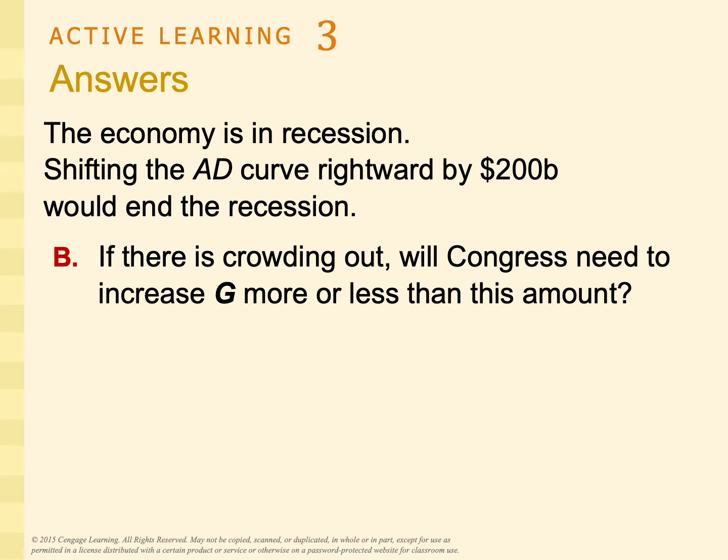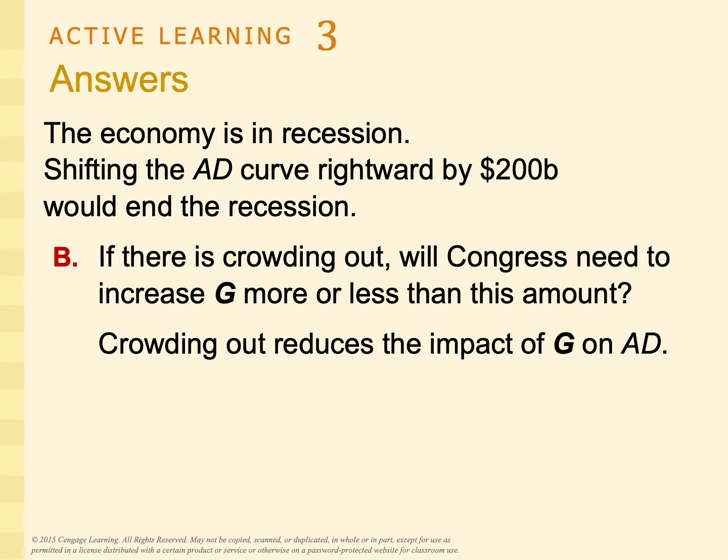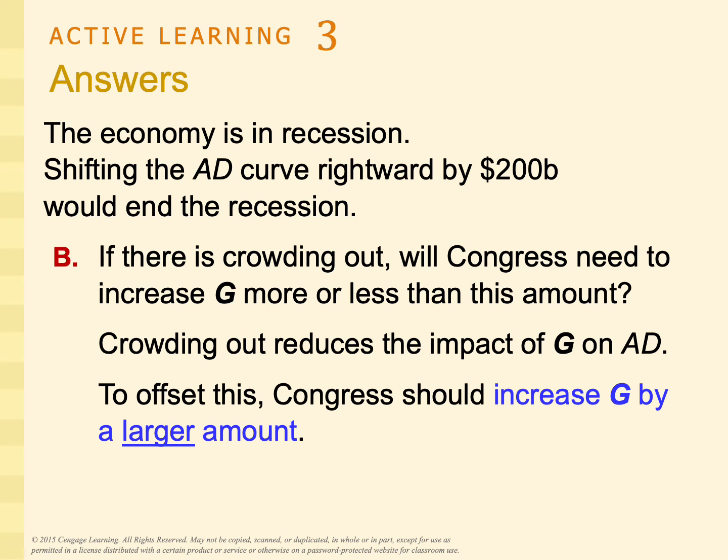Now, if there is crowding out, then Congress will actually need to increase government spending by more than this, because crowding out reduces the impact of government spending on aggregate demand, and so they need to increase G by a larger amount if there is crowding out.